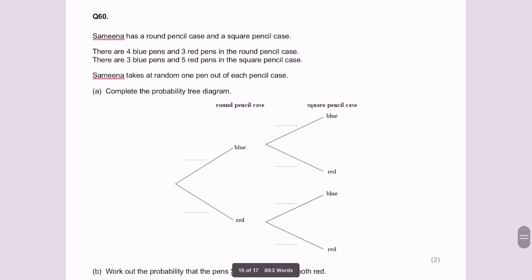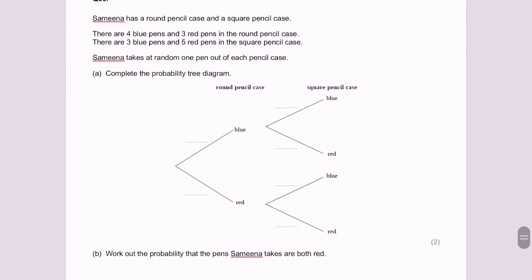A tree diagram. Samina has a round pencil case and a square pencil case. In the round pencil case, there are 4 blue pens and 3 red pens. In the square pencil case, there are 3 blue pens and 5 red pens. Samina takes a random 1 pen out of each pencil case, at random.